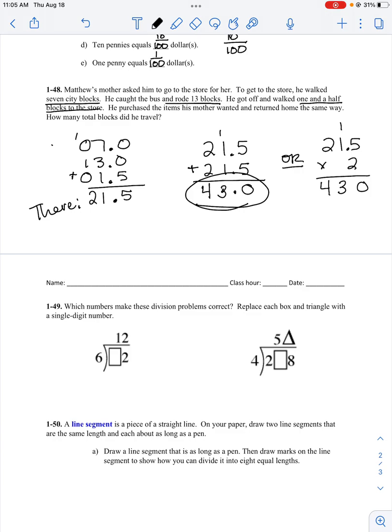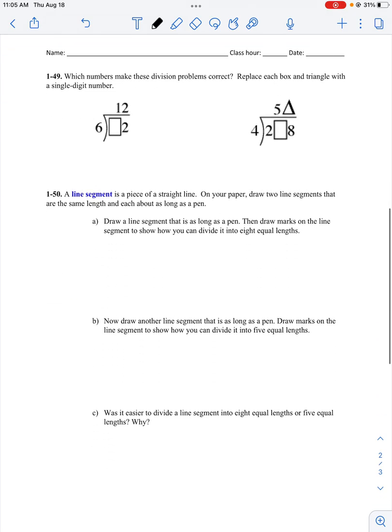Okay, so you notice I just multiplied like normal. What I'm going to do is notice that I have one number to the right of the decimal, which means I'm going to move my decimal 1 place over. 43. They're the same answer. He traveled 43 blocks.